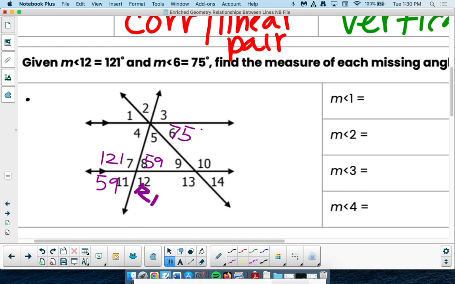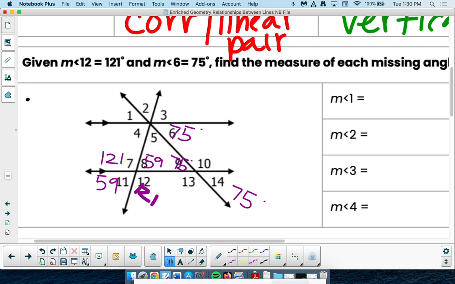Do you guys want to go on the top picture part of it or the bottom right? Should you do this bottom part first? 6 is corresponding to something. What angle does 6 correspond to? 14. Yeah, so if this is 75, so is 14. So now we know what other angle is 75.